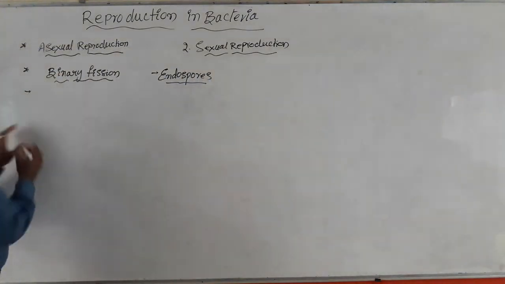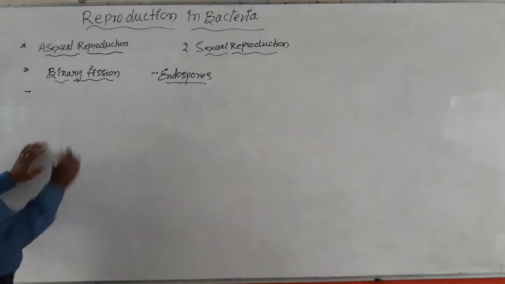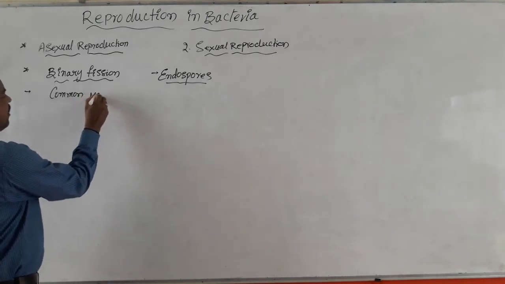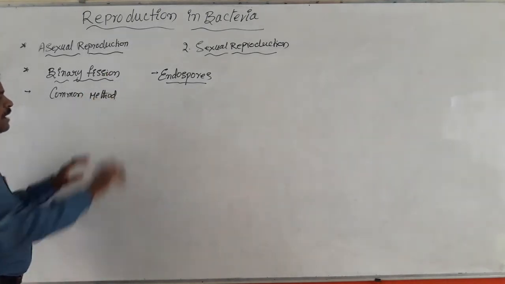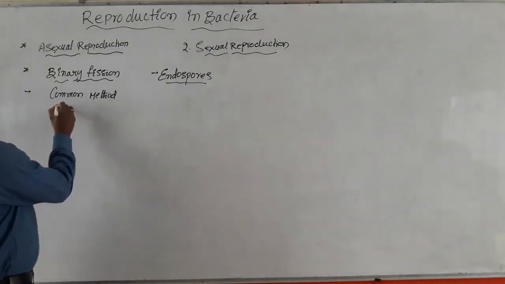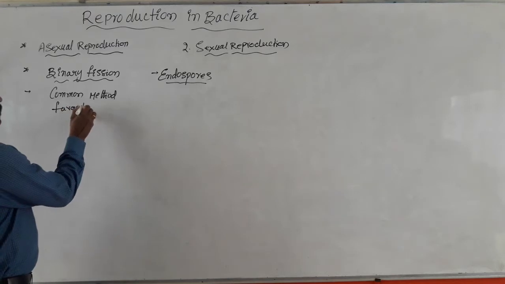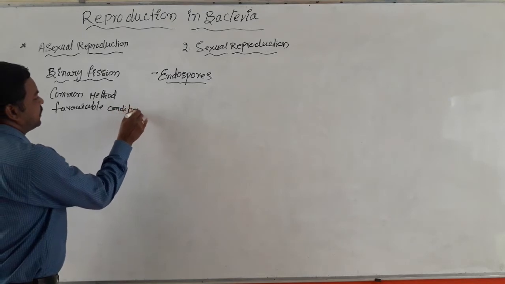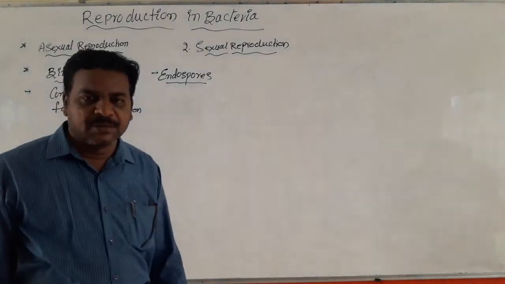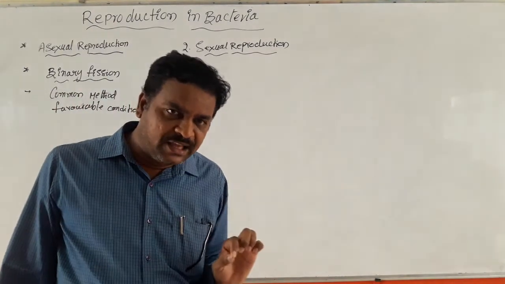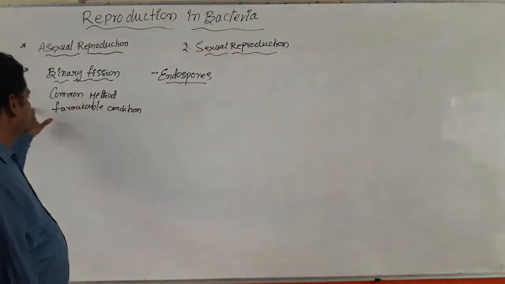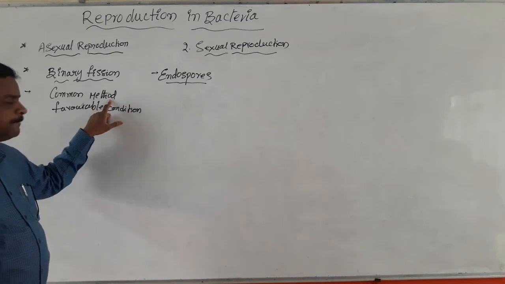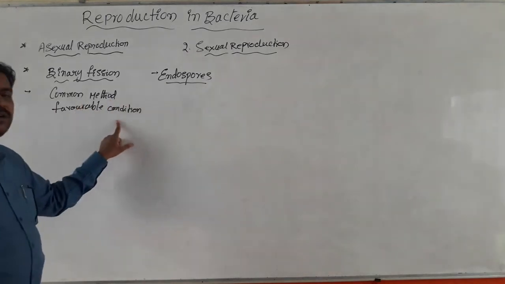Binary fission is a common method of asexual reproduction and takes place in favorable conditions. Very important: mention the name of the asexual reproduction in bacteria that takes place commonly in favorable conditions. That is binary fission. So, binary fission is a common type of asexual reproduction and takes place in favorable conditions.